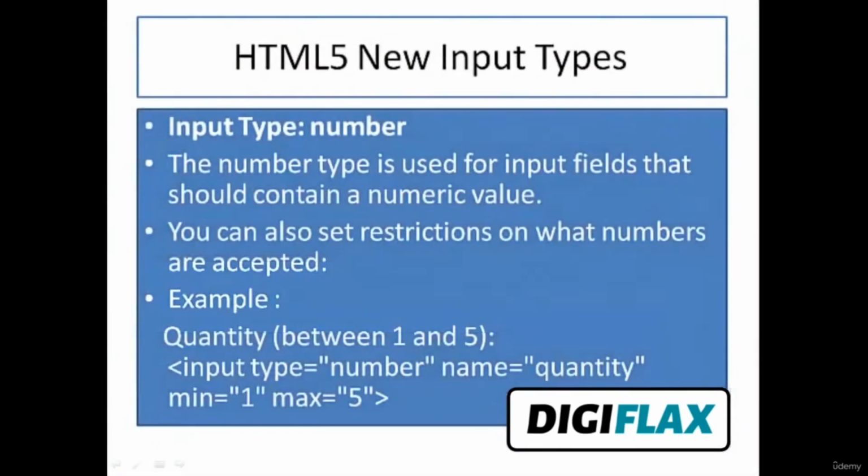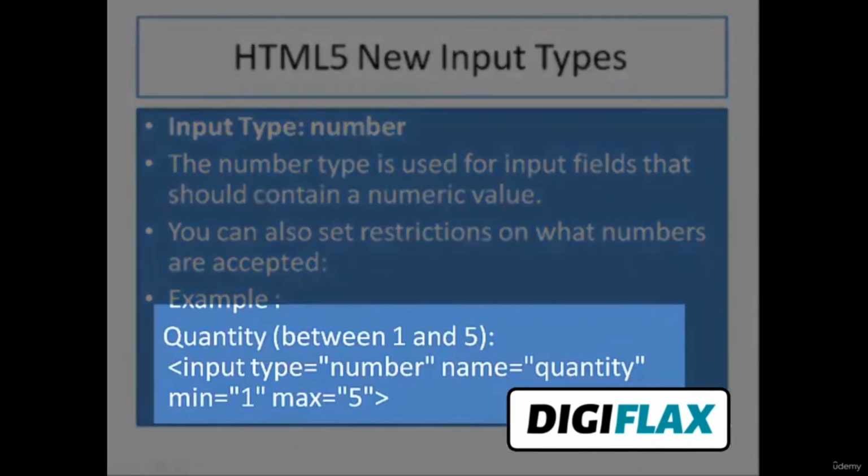Then the next input type is number. Number type is used for input fields that should contain a numeric value. You can also set restrictions on what numbers are accepted. So basically we can set the range of numbers here. In our example, the numbers are restricted between 1 and 5. Input type is number here.